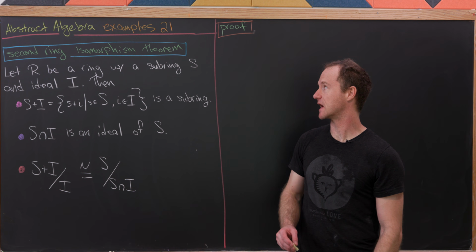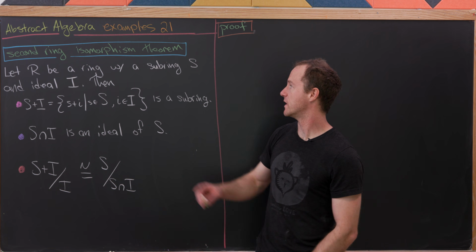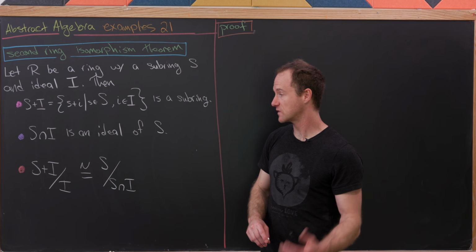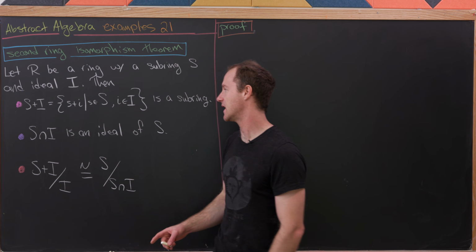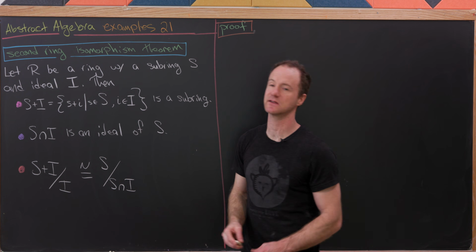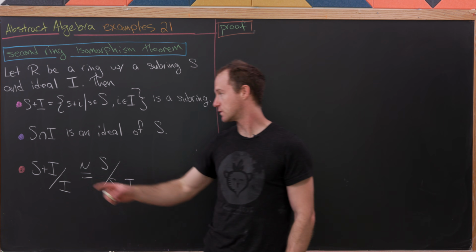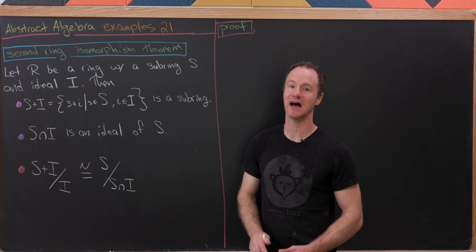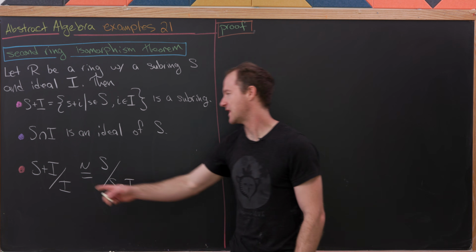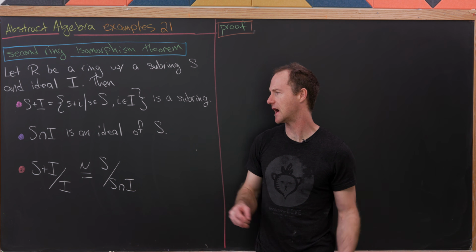So the second ring isomorphism theorem says this. Let R be a ring with a subring S and an ideal I. Then the first thing that we'll prove is that S plus I, which is everything of the form little s plus little i, where little s comes from S and little i comes from I, is a subring of R. Next, we'll prove that S intersect I is an ideal of S. And finally, we'll prove the isomorphism, that S plus I mod I is isomorphic to S mod S intersect I.